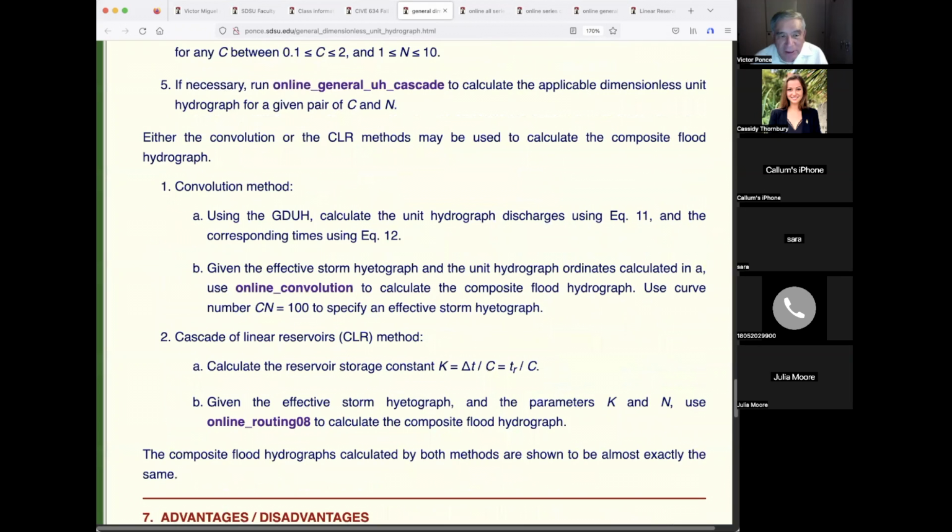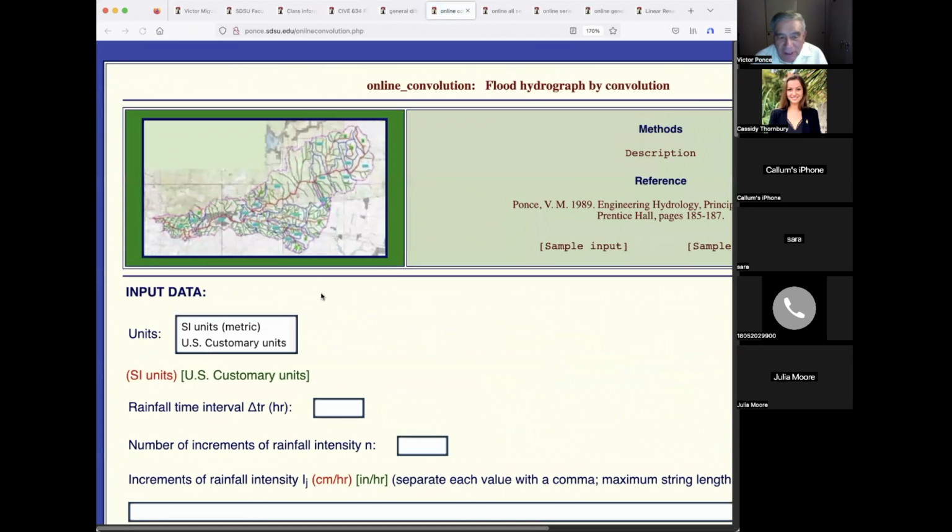Convolution method. Using the generalized calculated unit hydrograph, discharge is calculated using equation 11 and the corresponding times using equation 12. And given the effective storm hydrograph and the unit hydrograph ordinates calculated in A, use the online convolution to calculate the composite flood hydrograph. And the online convolution is this guy over here. I'm not going to do it because, you know, it's more of the same.